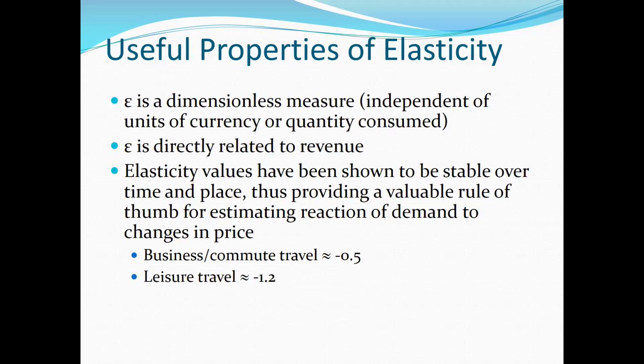I showed you these: business and commute travel elasticity is negative 0.5. For leisure travel, the elasticity is negative 1.2. One of the properties of elasticities is that they're remarkably consistent in time. For the longest time, different research papers found that for business commute travel, negative 0.5 was a very good estimate of the elasticity for that type of travel. And then negative 1.2 was a good estimate for leisure travel.